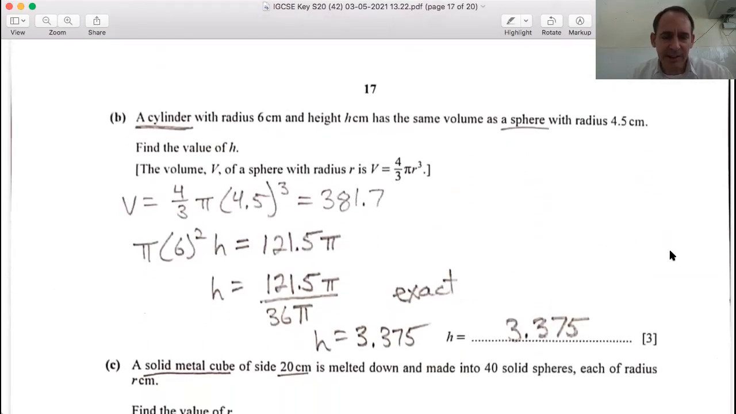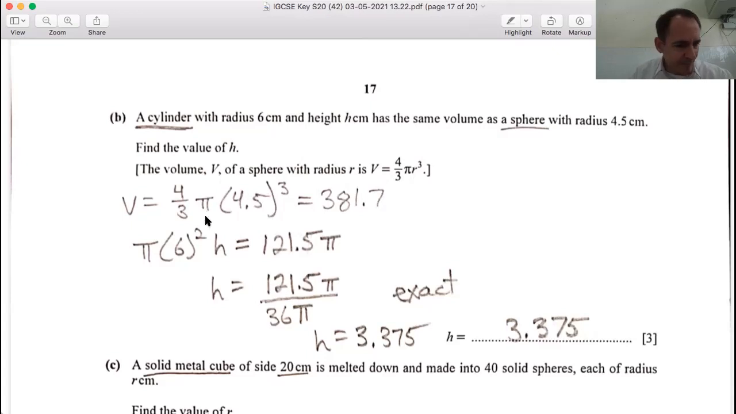Going on to part B, a cylinder with radius 6 and height h has the same volume as a sphere with radius 4.5. Find the height. So first we start with our volume for a sphere, which is 4/3 pi r cubed. The r is 4.5. Plug that in, calculate it out on your calculator. Use the pi key. Don't use 3.14.